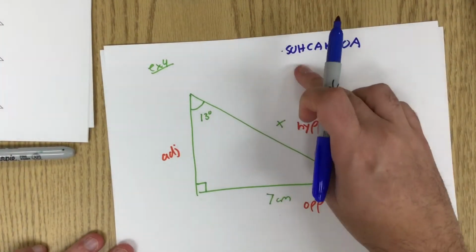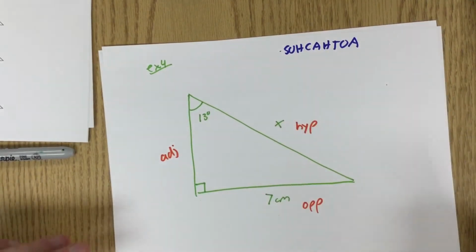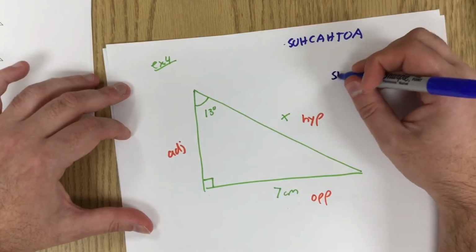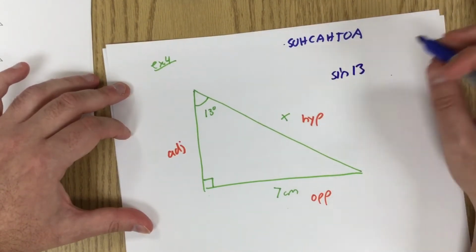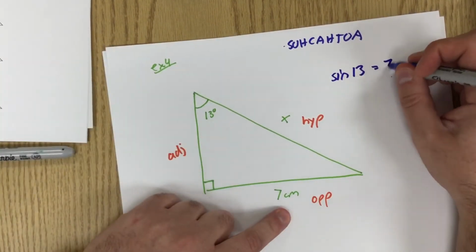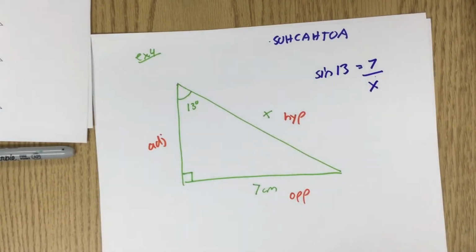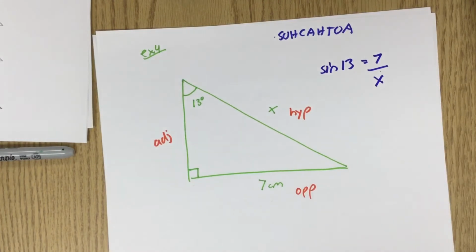So sine is opposite over hypotenuse. We have a number, we have an x. Actually, that's right away the one we're going to go for. So it's going to be sine of 13 equals opposite over hypotenuse. Okay, now the tricky part here is that the x is on the bottom. So before the x was on the top, but now the x is on the bottom. So the x is in the denominator, which is a fancy word for the bottom.